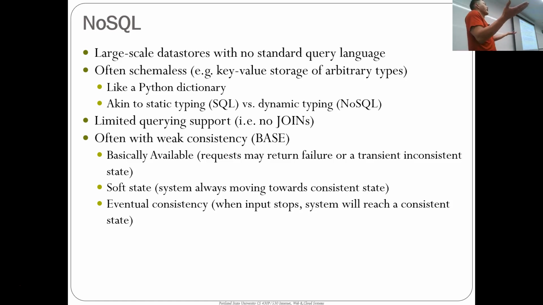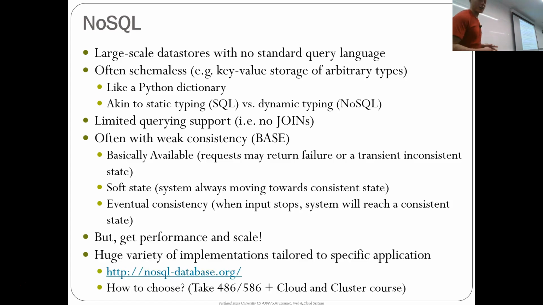Like, for example, high scores in a video game. I don't need everyone to see the exact same leaderboard, but eventually the high score should be known to everybody if the system quiesces long enough. The real benefit of NoSQL is that because you're getting rid of the ACID properties, you can get performance and scale galore. And this is why people were adopting NoSQL databases in the 90s and the early 2000s. Every NoSQL database will give you a different set of properties.